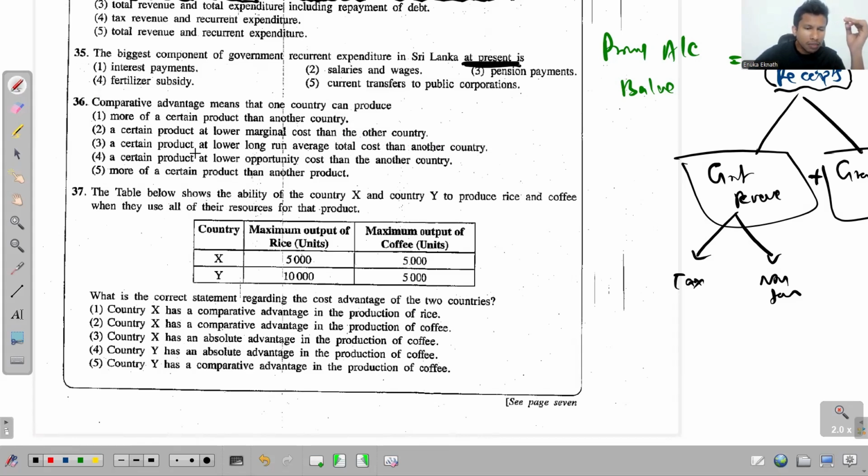A certain product at a lower long run average cost. So this is also false. The fourth one says a certain product at lower opportunity cost than another country. See, that is the answer, right? That's the answer. Extremely easy, no point of discussing this thing.